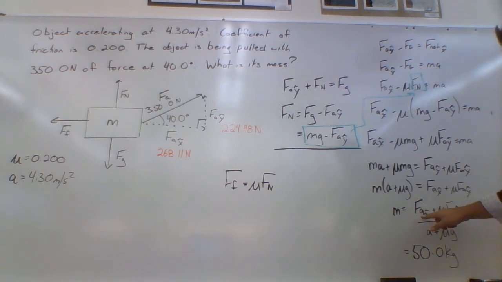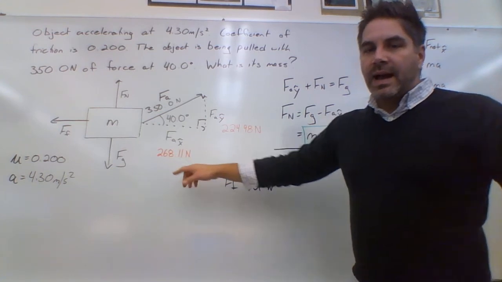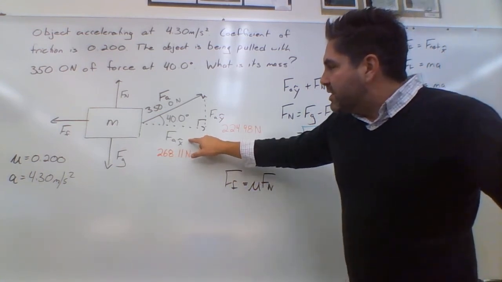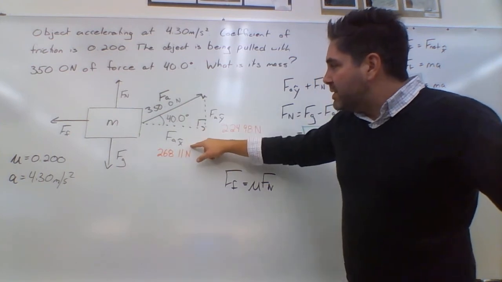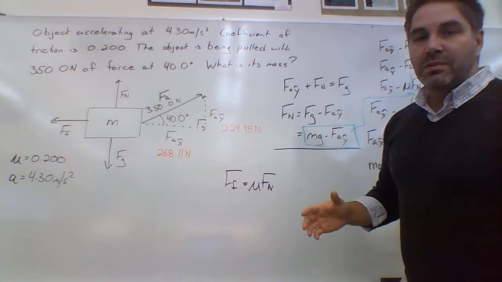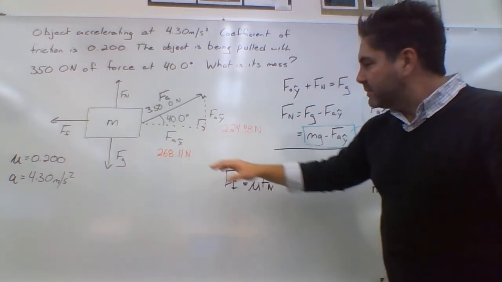But I plug in the value of FAX, which actually is 268.11 newtons. I didn't show that on the board. That's again that trig thing where this is the adjacent, there's a hypotenuse, so I'm using cos. That's the opposite, that's a hypotenuse, so I'm using sine. That part we should be good with now. That shouldn't be a problem for you to resolve a vector into its two components.